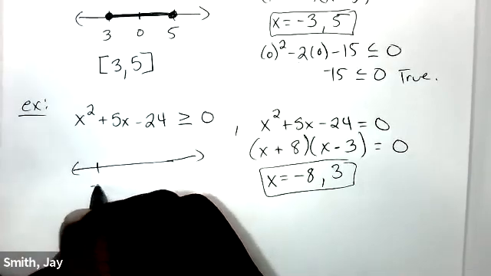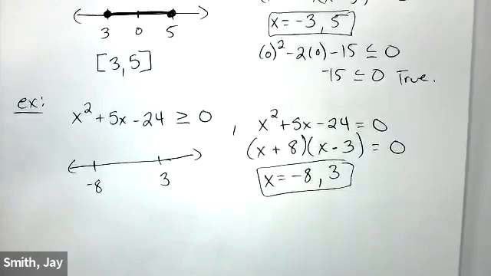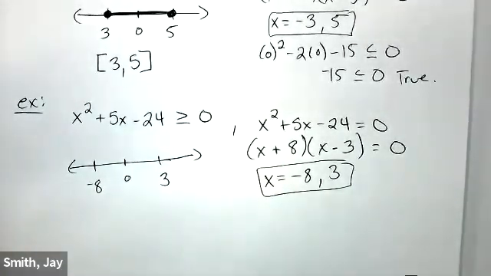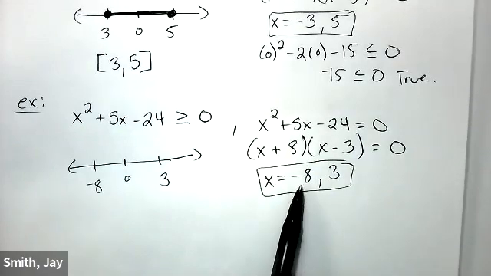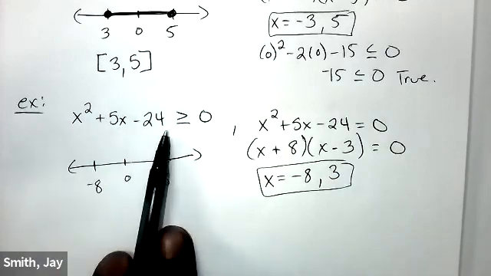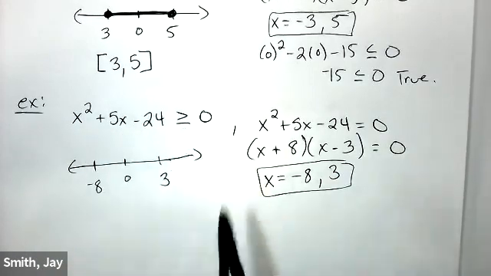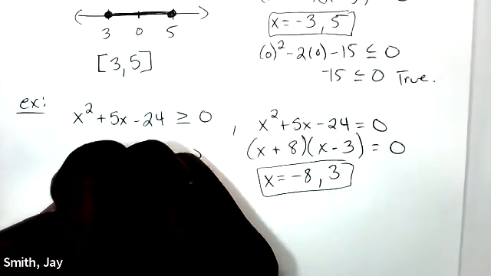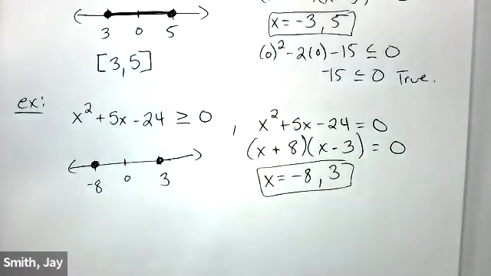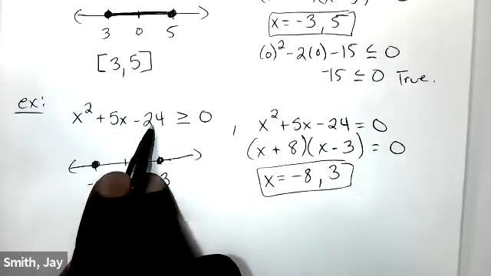So we're going to have values less than -8, values in between -8 and 3, and values greater than 3. Just like before, you test 0. Also keep in mind, these values, both -8 and 3, will make the quadratic equal to 0. And because it says greater than or equal to 0, we know both -8 and +3 are a part of my solution set.